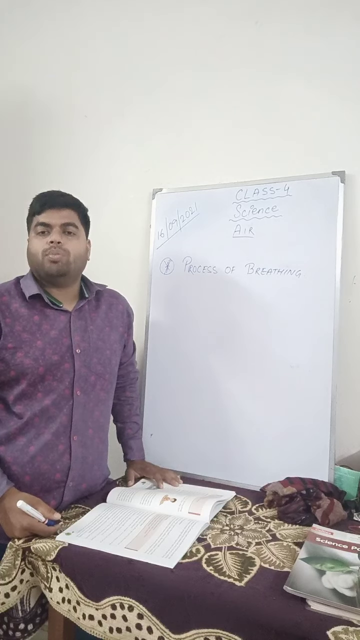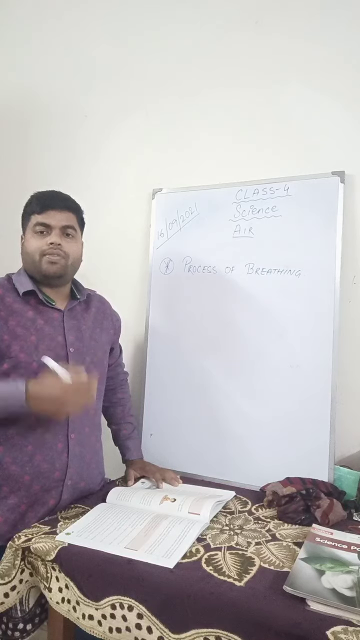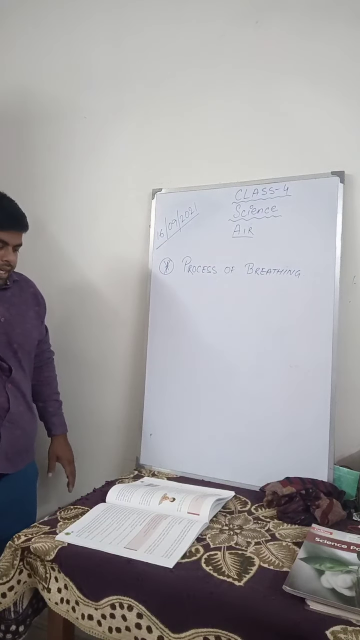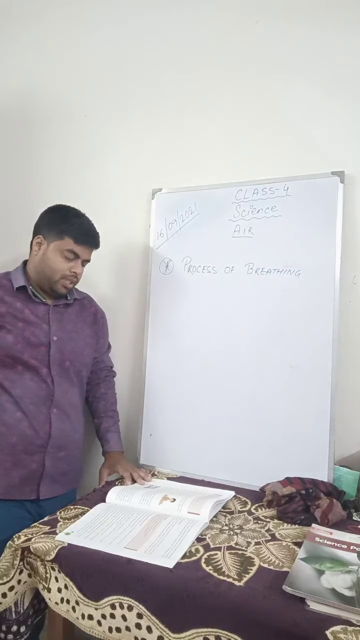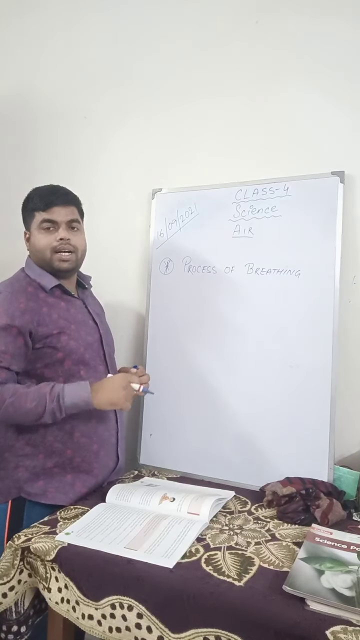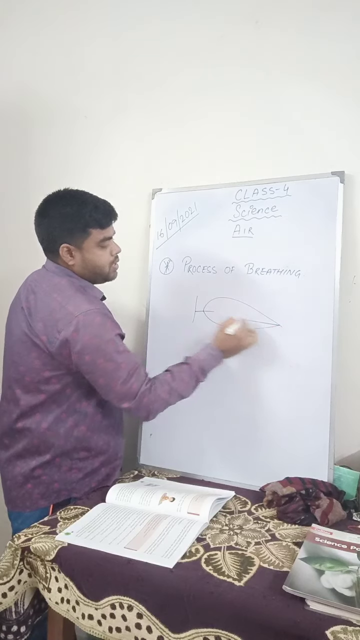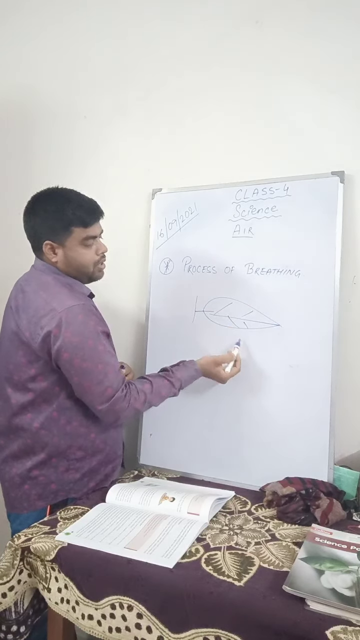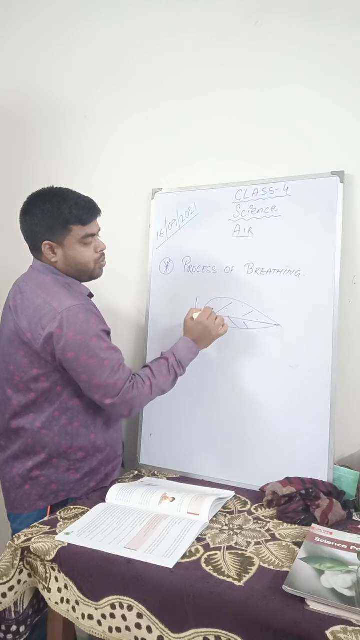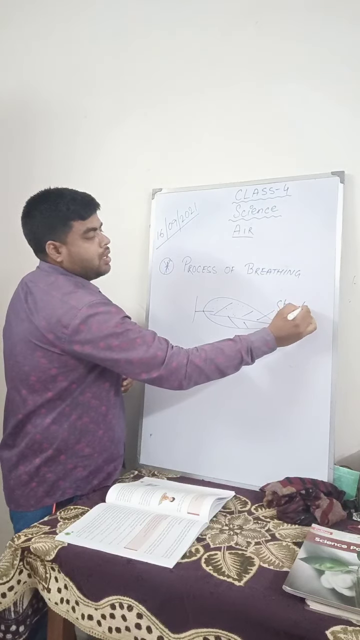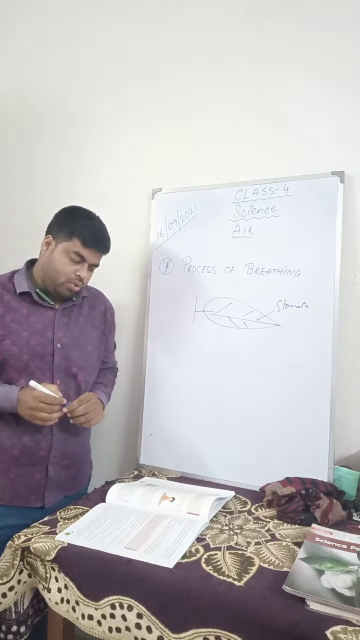For plants, they have stomata under the surface of the leaf. Plants breathe through stomata that are present on the lower surface of the leaves. Stomata, as you have already studied earlier, are small openings. Suppose this is the leaf; on the under surface you have small openings called stomata, and plants breathe through that.